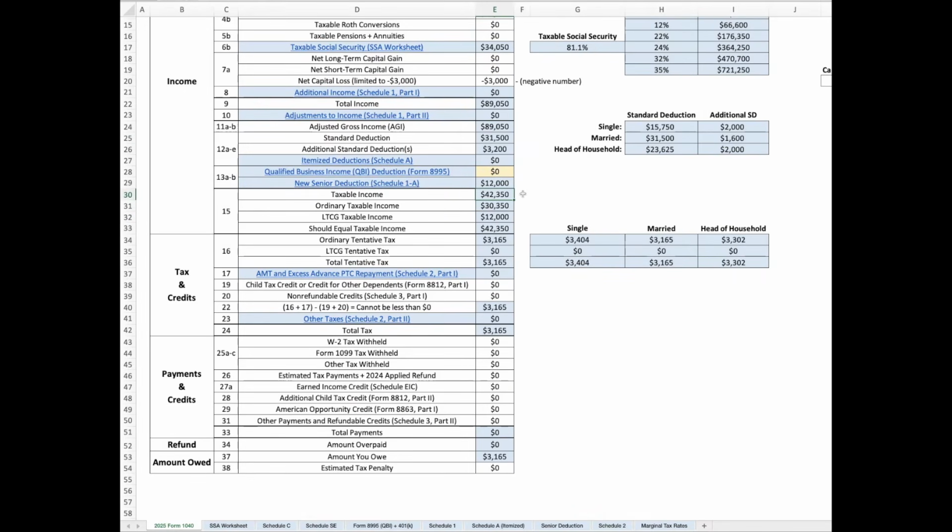With combined taxable income of only $42,350, all of those qualified dividends are taxed within the 0% long-term capital gains tax bracket. So ordinary tentative tax of $3,165 plus long-term capital gains tentative tax of $0 is total tentative tax of $3,165. Now to go from tentative tax to total tax, we need to add any additions to tax from Schedule 2 Part 1 and other taxes from Part 2.